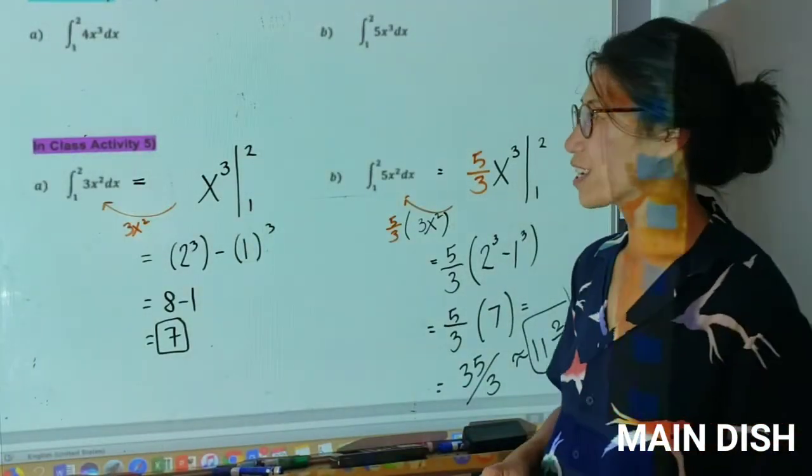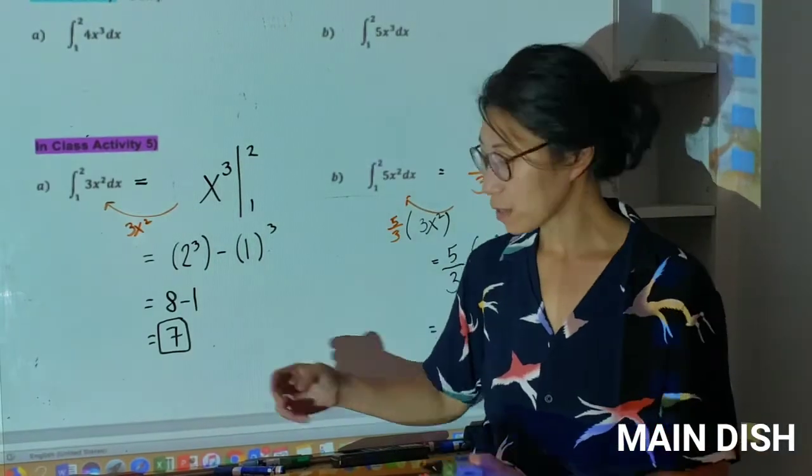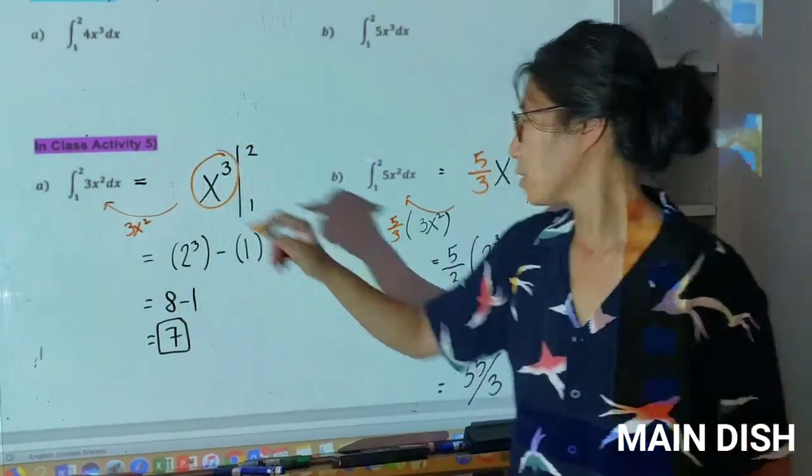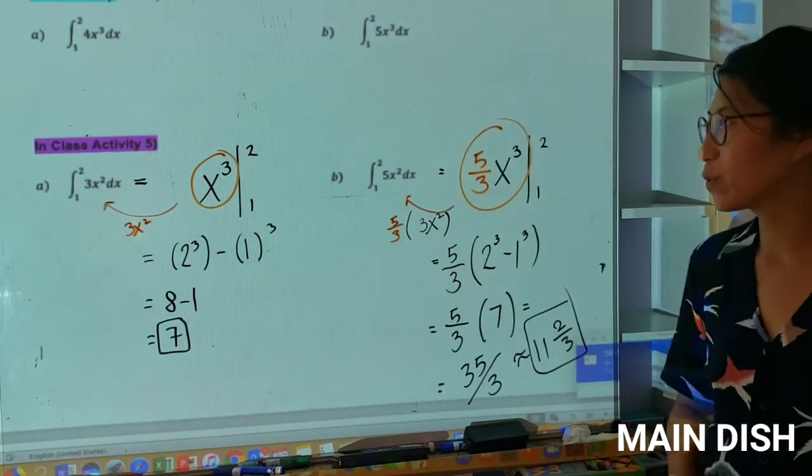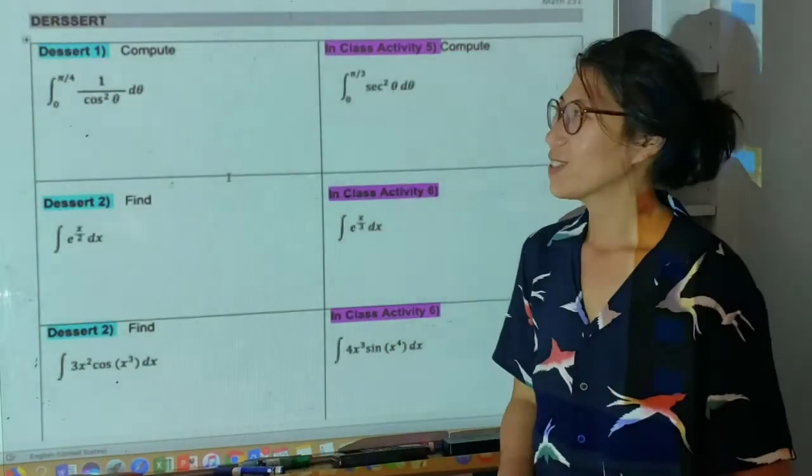Okay, let's check the answer in class activity 5. So I got 7 and here's my antiderivative. And then here I got 11 and 2/3 as the antiderivative. Try to do it without a calculator too, okay? So let's do some dessert.